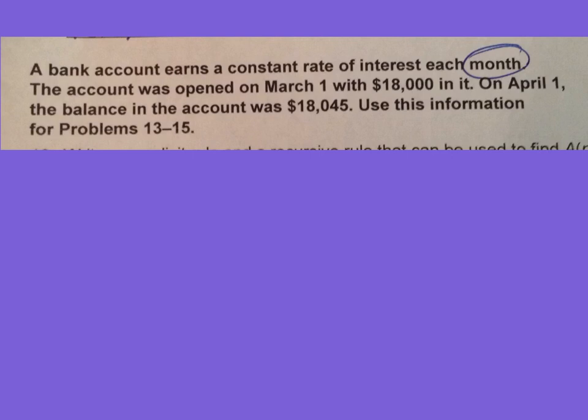And then 13 says write an explicit rule and a recursive rule to find a sub n, the balance after n months. So to write either of those rules, what we need is the first term, and we need the common ratio. So through this word problem, we know that the first term is $18,000. So our first term is 18,000.